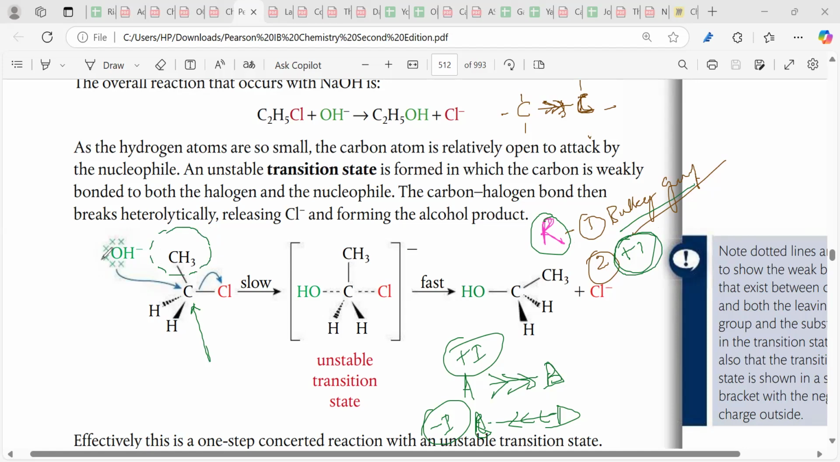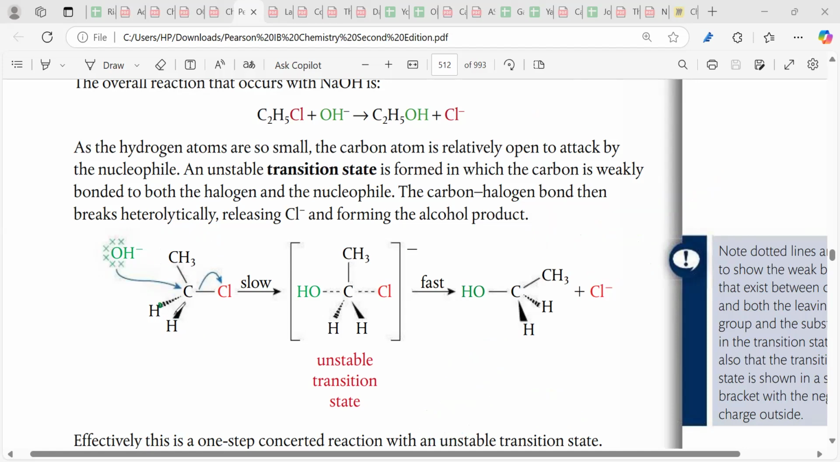But in a primary carbon, what happens? You have got a very small hydrogen. An alkyl group is like an elephant or a tiger in front of hydrogen, which is like an ant. So the OH group gets a vacant space to attack this delta plus, and we get an unstable transition state.